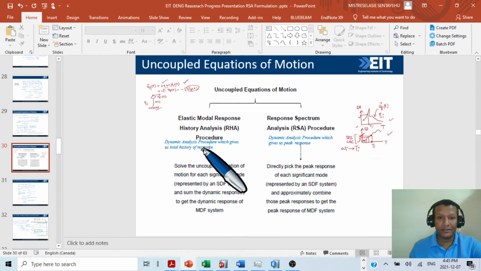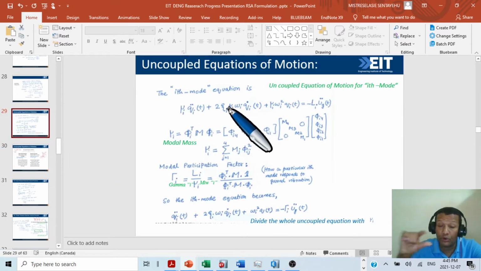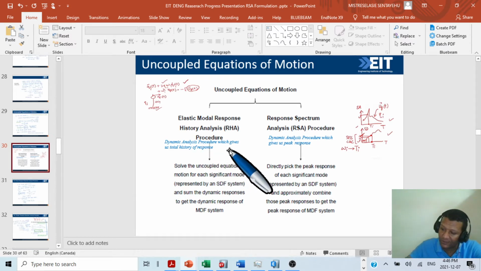So this one we will get from here, because we already have the uncoupled equation of motion for each mode. Then we will find the response of each floor, and to find the final response of the structure we have to sum the whole uncoupled equations. If we do this, it is called the elastic modal response history analysis procedure. This is a dynamic analysis procedure which gives us the total history of the response, because once we have the uncoupled equations of motion, we can solve each equation of motion and sum up to find the final response of the structure.